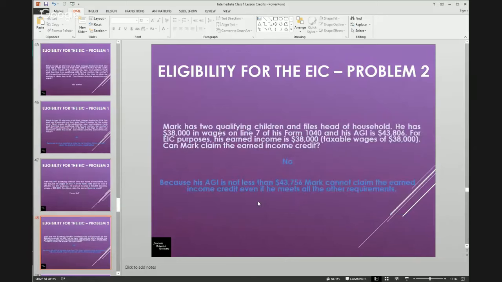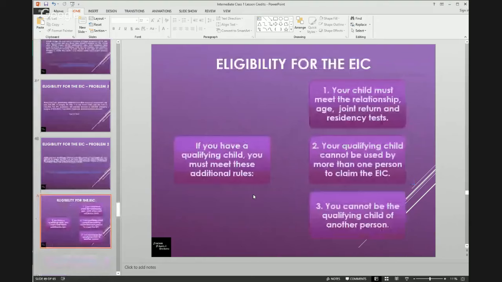His AGI is not less than $43,000. Because his AGI is not more than $43,000, he can... His AGI is $43,806. So it is over the $43,756. I apologize. It's hard for me to read the blue. So the key here is that his AGI is $43,806. So even though his taxable wages and his earned income are under the limit, because his AGI is over the limit, he would not be eligible to claim this credit.